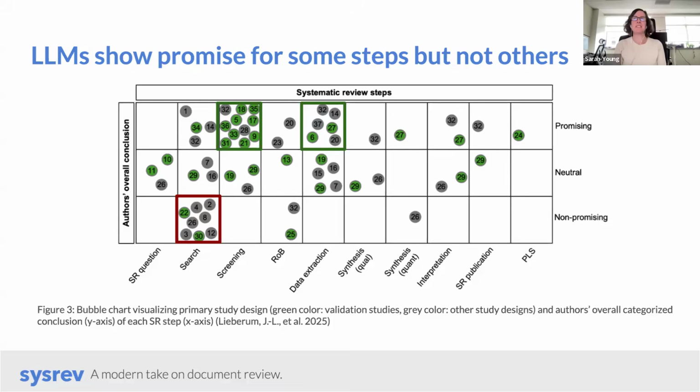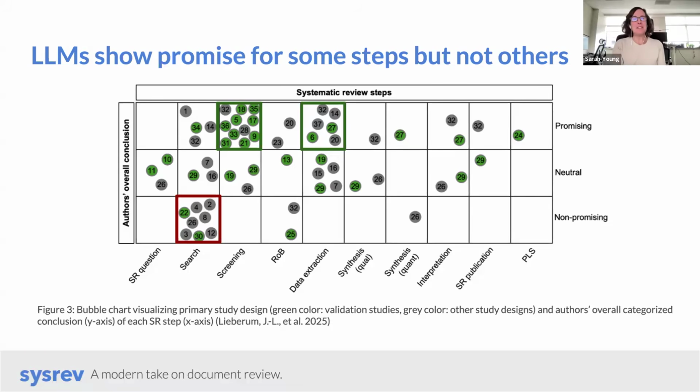And I just want to call your attention to 3 different boxes in this slide. First of all, the bottom row here is the non-promising research. And interestingly, there's a cluster of studies in the search step. So in fact, it's been shown a few times that generative AI is actually not very good at creating search strategies that are sufficiently rigorous or comprehensive for systematic review. That's great news for us librarians.